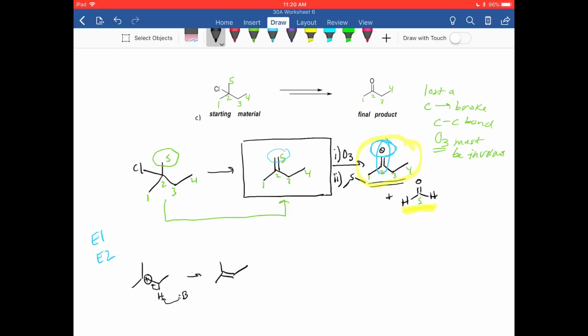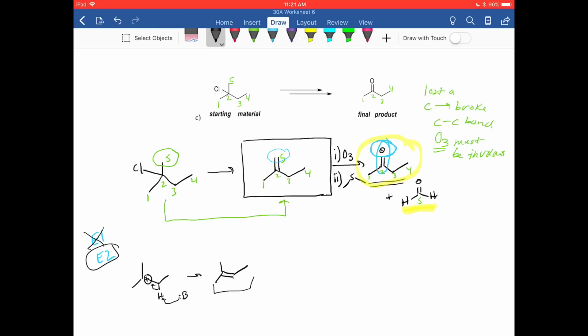we would take off that proton there. Now this, you can see, is not the alkene we want, which means because E1 is going to give us the more stable alkene product, the more substituted alkene, E1 is not going to be a favorable pathway for this, because E1 is going to give us this alkene and not the one we want. So now we know it must be E2.